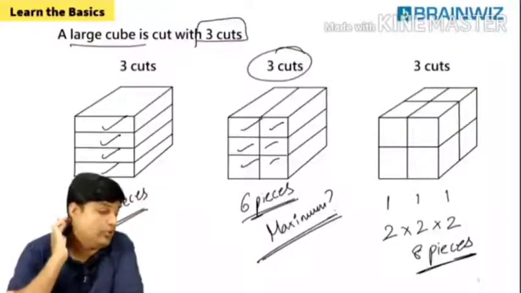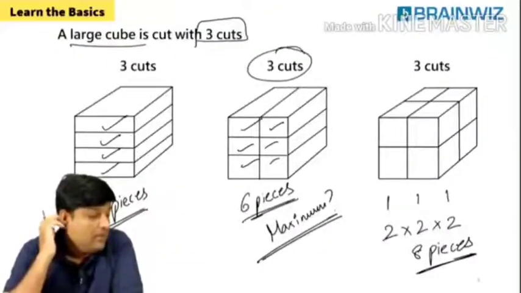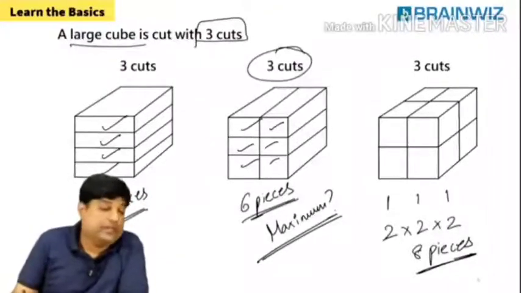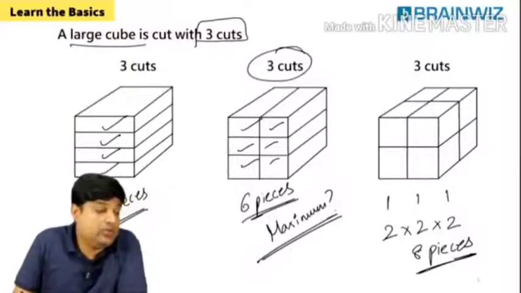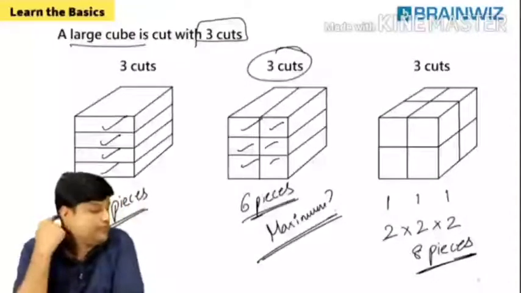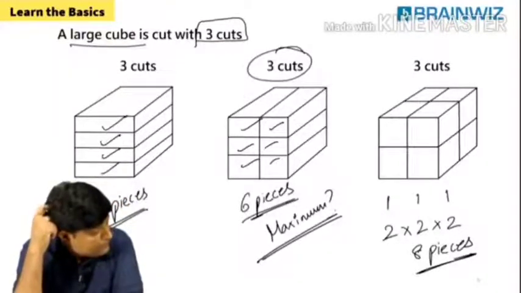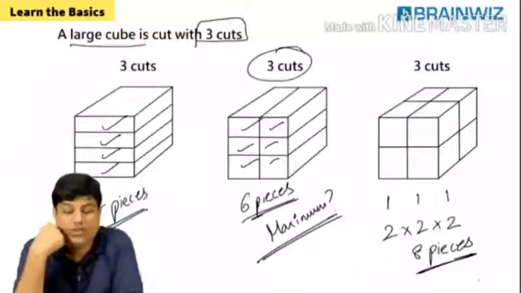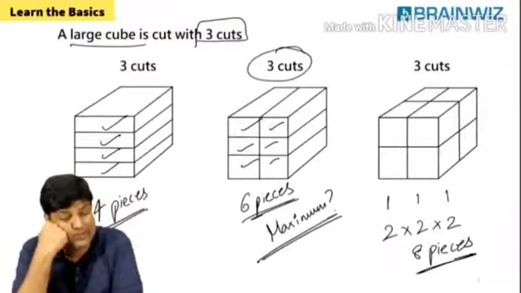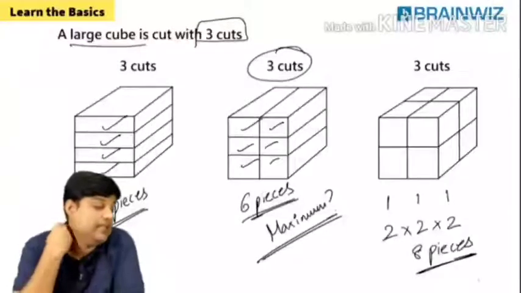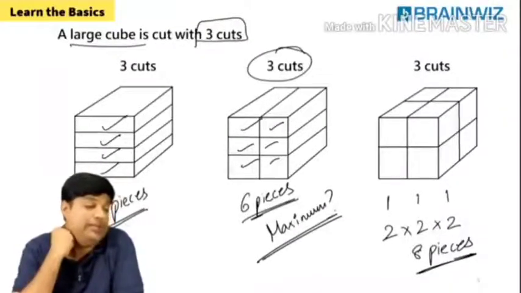Say yes or no. Come on, do you think these are 8 pieces? Yes or no? Come on, guys. You people are genius. You can say yes always. Yes, yes, yes. Rahul is saying yes. Everybody is saying yes. How? How 8 pieces? Let me count.